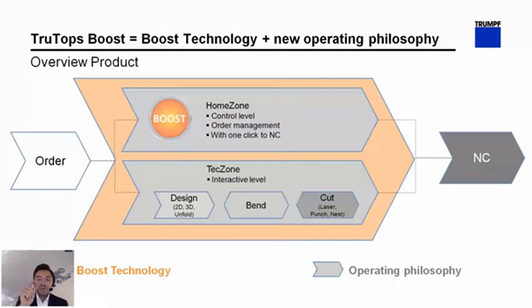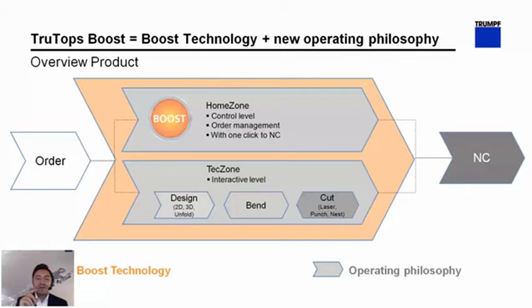So the first level is called Home Zone. It's our central control level where we manage all our orders, all our machines and material. And by clicking on the Boost button, we get with one click to our in-C code.